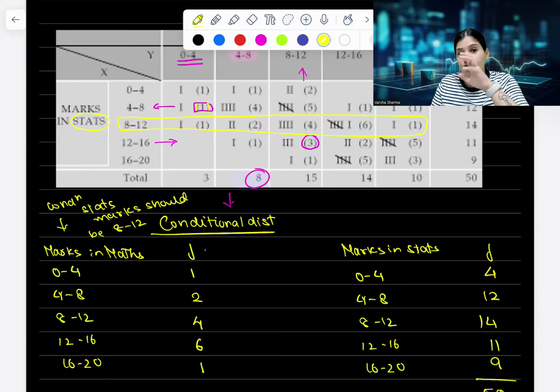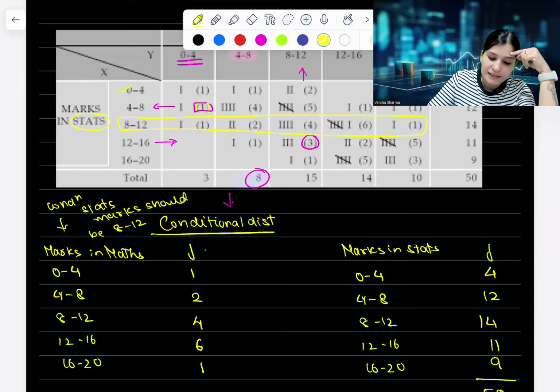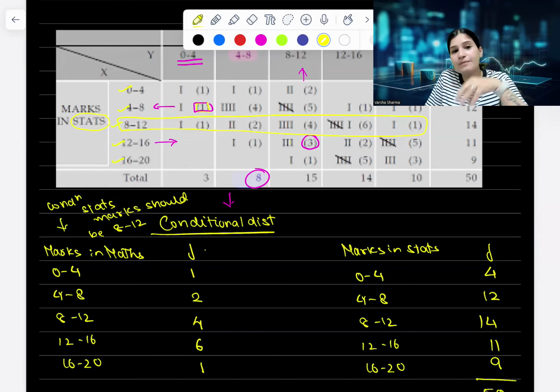Yes, ma'am. So I form the table for X for maths, but I have put another condition on statistics. Now you tell me for maths, how many such tables can be constructed if I'm putting the condition on statistics? 5. This can be a condition: second, third, fourth, fifth. I can have 5 different tables for maths. So 5 conditional distributions can be constructed for marks in mathematics.